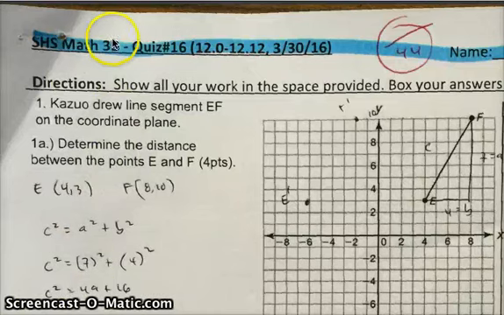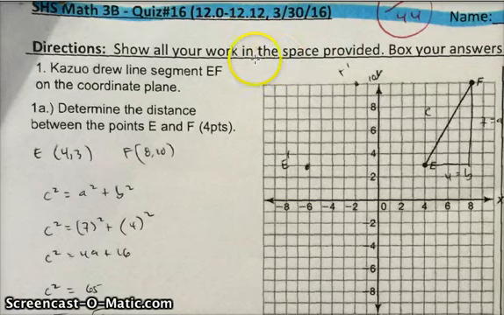Alright, these are the quiz corrections for Math 3, quiz number 16. This was in Chapter 12 on sections. I made up a section called Zero, Simplifying Radicals 1 and 2. For question number 1, I'll read the directions: show all your work, and box your answers. Some of you guys need to work on boxing your answers so I can clearly see what you're talking about.